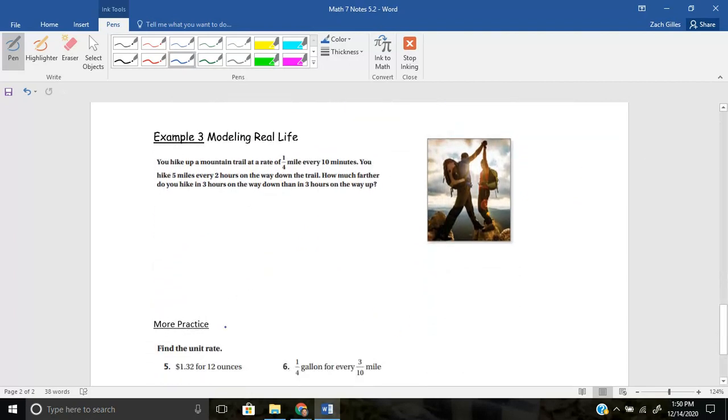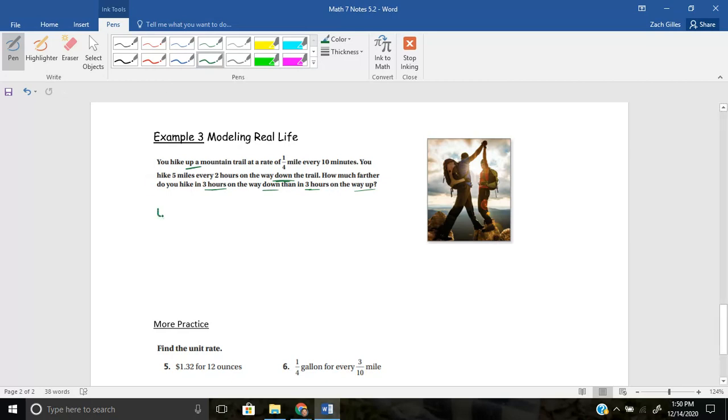Alrighty, last example, and then a couple practice problems here to wrap up today. It says you hike up a mountain at a rate of 1/4 mile for every 10 minutes. You hike 5 miles for every 2 hours on the way down. It would make sense that it would take you a little bit longer to go up than down. It's a little bit more work. It says, how much farther do you hike in 3 hours on the way down than in 3 hours on the way up? So what we're going to compare is how far we can go in 3 hours.